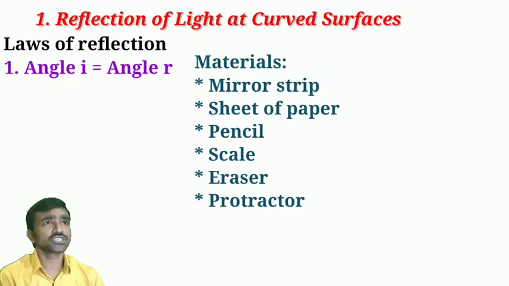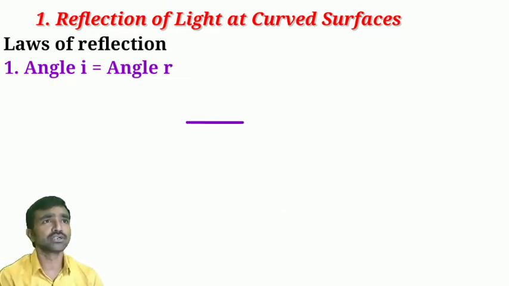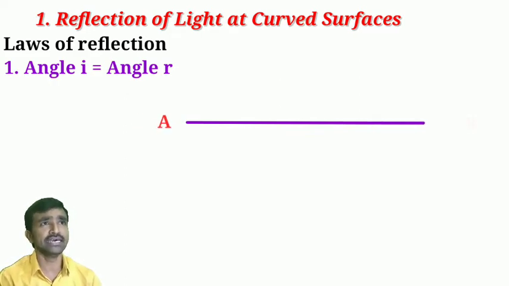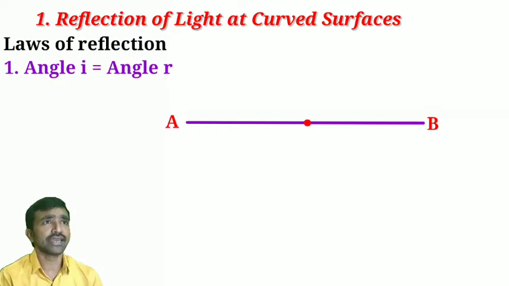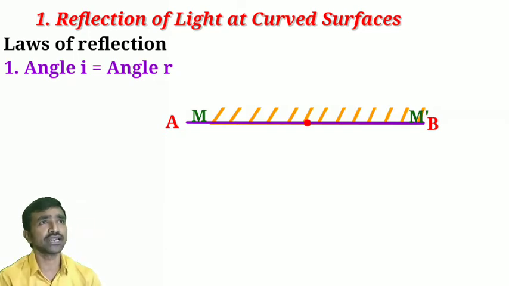Then first you have to take a paper strip and draw a line on it horizontally. Then name that line as A and B. Now identify the midpoint on the AB line. You can name it as M. Then place a mirror strip vertical to the page as shown here, on that line vertically. Then name that mirror as M and M dash. Give the midpoint any name, XYZ, anything. Here I am giving the midpoint as L.